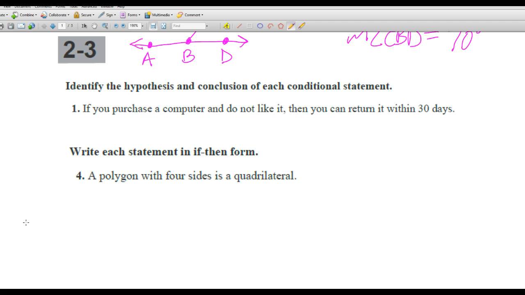From section 2.3, number 1, identify the hypothesis and conclusion of each conditional statement. So the hypothesis is the part of the statement that follows the word if. So we have, if you purchase a computer and do not like it. So you purchase a computer and do not like it follows the word if. So that is our hypothesis. And our conclusion is the part of the sentence that follows the word then. So it goes on to say, then you can return it within 30 days. So you can return it within 30 days is our conclusion.